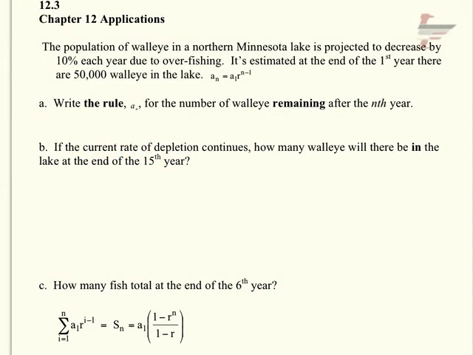All right, this problem is from section 12.3, and it says the population of walleye in a northern Minnesota lake is projected to decrease by 10% each year due to overfishing. It's estimated that at the end of the first year, there are 50,000 walleye in the lake. Part A says write a rule for the number of walleye remaining after the nth year.